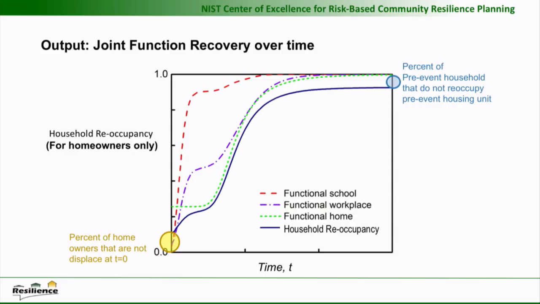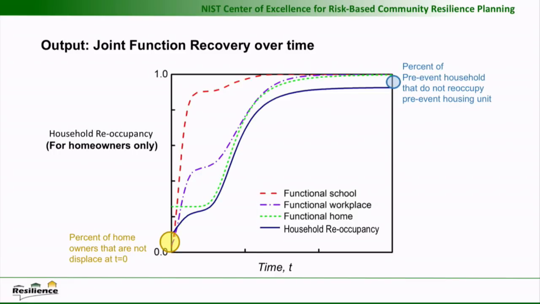So with this work, I'll present two outputs that we are working on and ways of presenting this information. In this case, we're showing a recovery process where we have the functionality of schools, the functionality of workplace, the functionality of the residential dwelling units, and then at the bottom, which lags all three of those, the household reoccupancy.